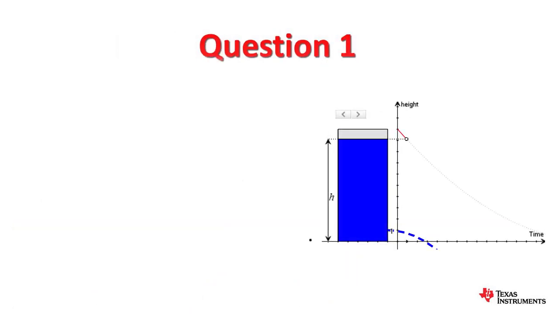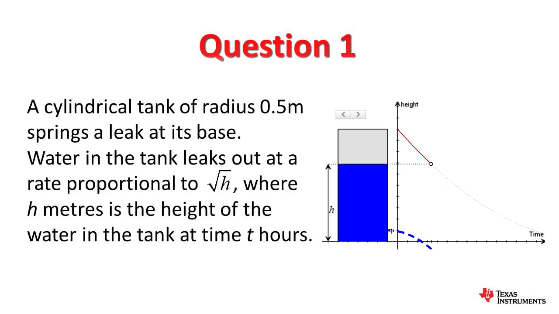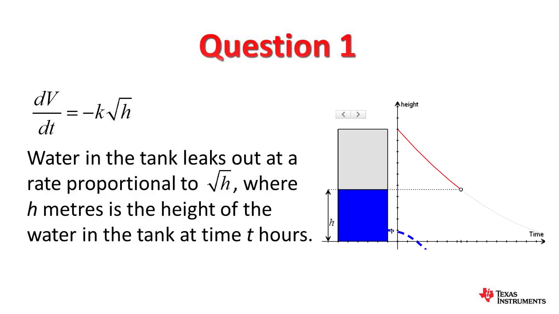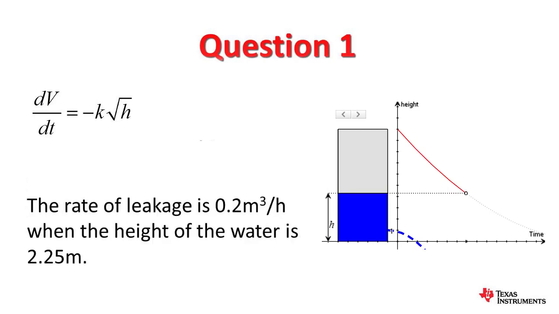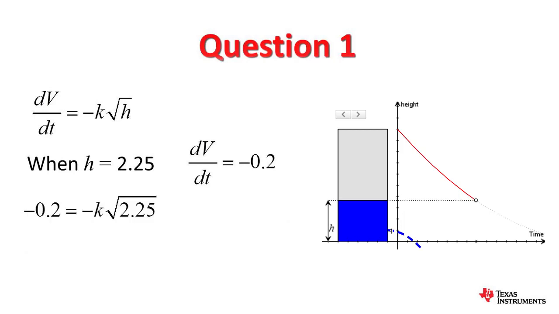This video will be about differential equations with related rates. We have a cylindrical tank and the water is leaking from the tank at the given rate. We can use the given information to see how dV/dt changes with height, and it's a negative rate of change, less and less water. If we substitute the given condition, we can calculate the value of K.